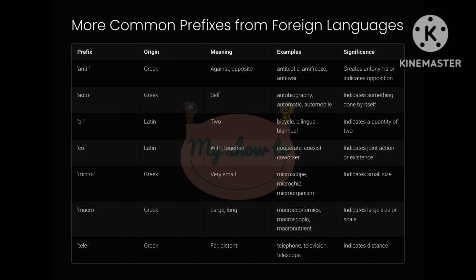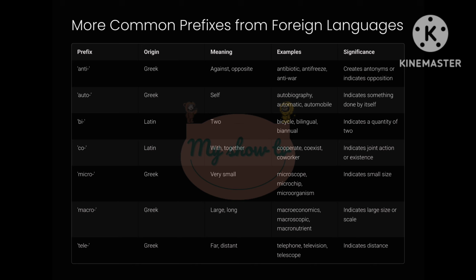2. Auto, Greek, means self. It indicates that something is done by oneself or is self-operating. Examples are biography becomes autobiography, self-written life story, matic becomes automatic, self-operating, and mobile becomes automobile, self-moving.